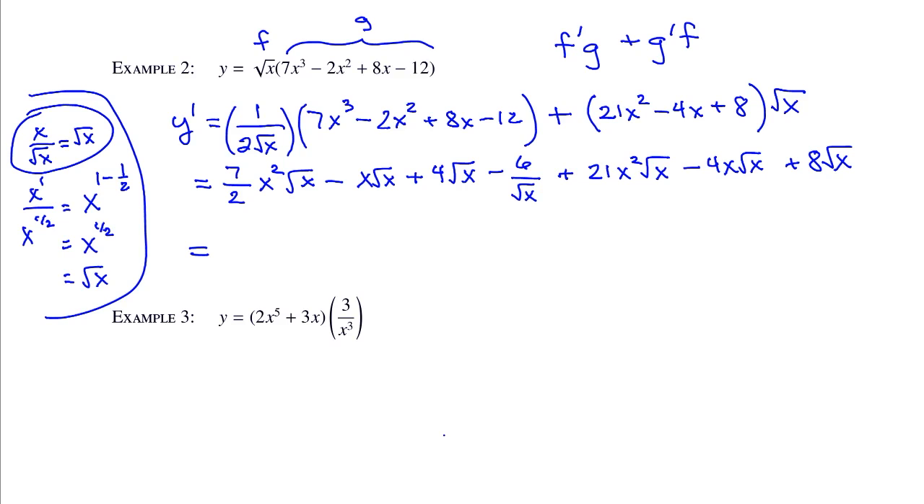I have one term here, and I have one term here. What is 21 plus 7 halves? If I turn 21 into halves, that would be 42 halves. So 42 plus 7 is 49. So this is 49 halves, x squared root x.